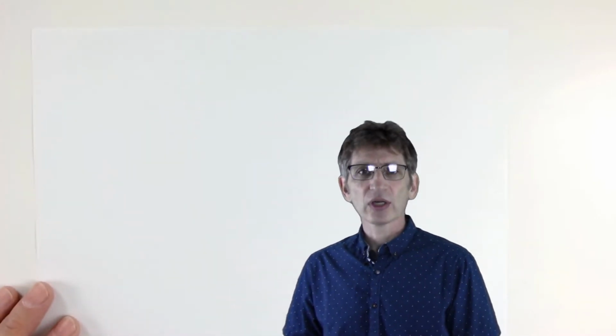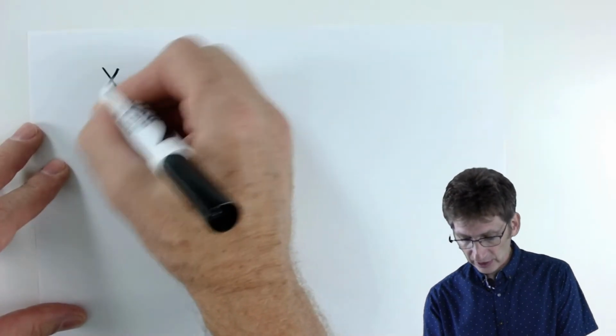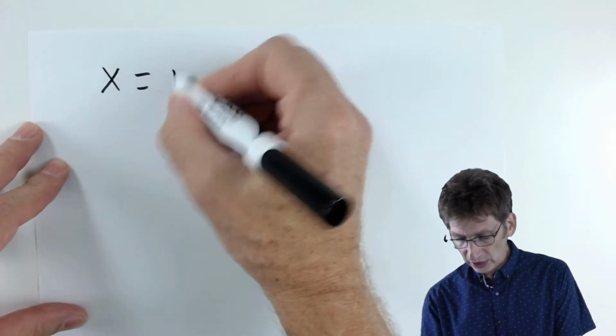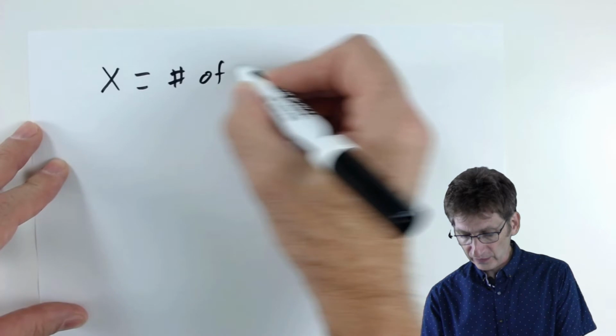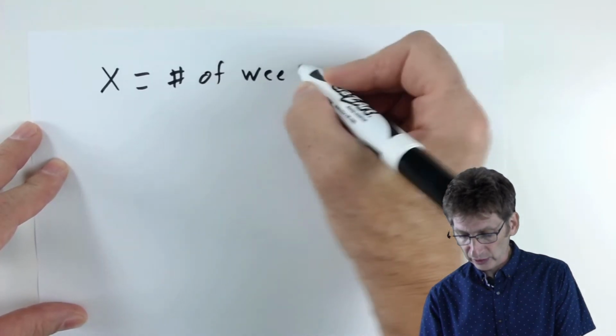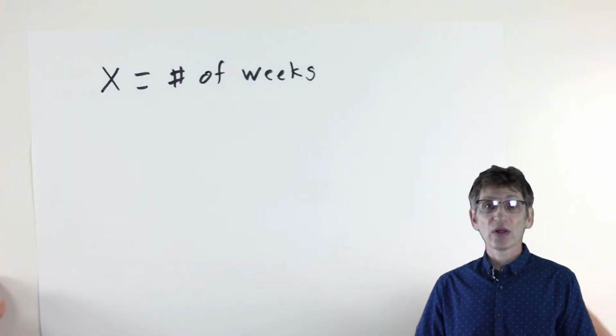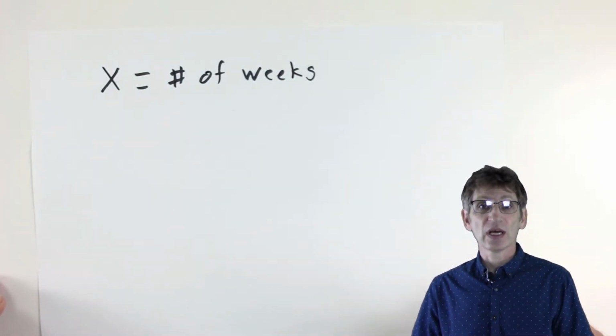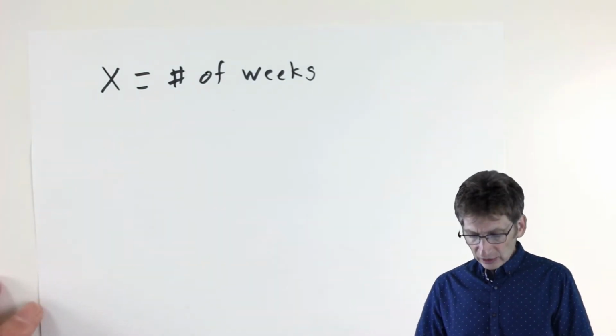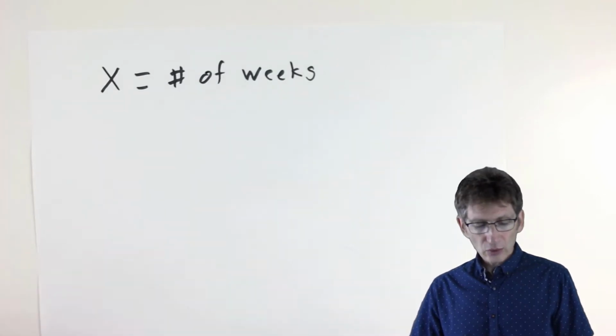What's the unknown? Well, we're trying to figure out how many weeks it took for the squirrel to get all of the apples. So we'll define a variable, x equals the number of weeks. We could be a little bit more specific and say the number of weeks until the squirrel took all the apples, but number of weeks is good enough. And now we can write an equation.